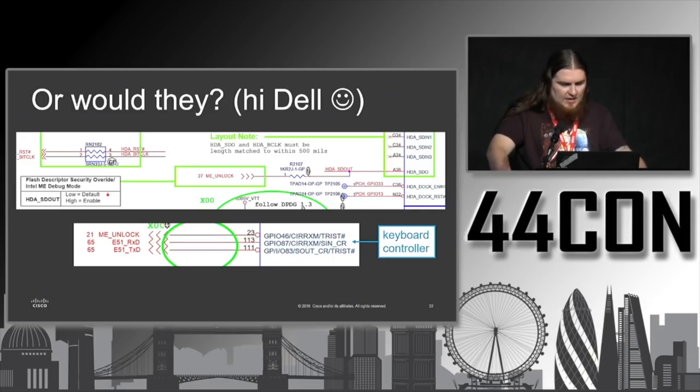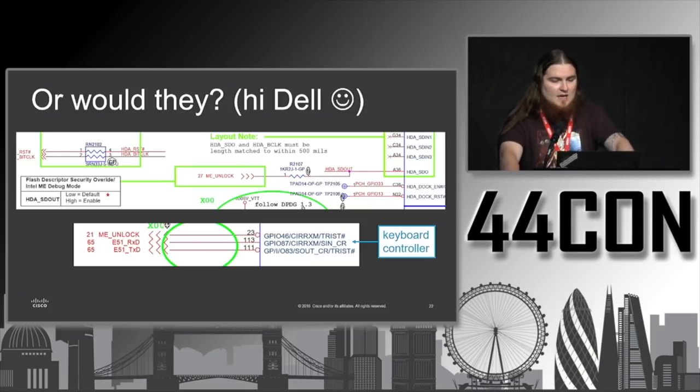So in this case, what you're seeing is, where are we? The ME unlock pin that you can see in the middle, it's in, well, I was about to say it's in a green square, but everything's in the bloody green square, goes to the HDA SDO line on the right. And then you've got this interconnect on the left here with these two resistors, and then at the bottom, we've got this ME unlock pin, which is connected to the keyboard controller for whatever reason.